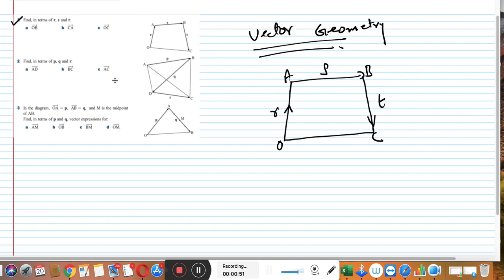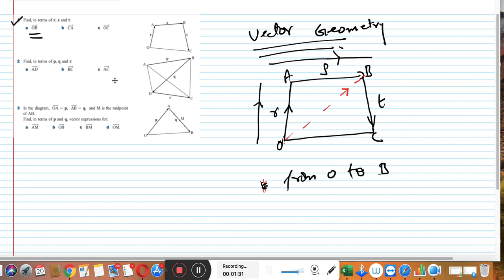Before going on to this, let me clear one thing. These are very basic questions, and only the vector addition or subtraction method is applied to these. Going slowly, in the first stage, let's say we have to find OB. The direction is from O to B, so we cover OA and AB. This way we reach B.